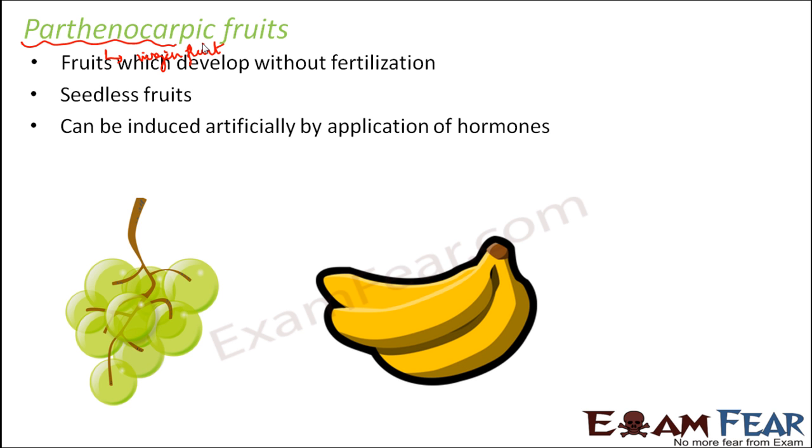Parthenocarpy can also be induced artificially by application of some hormones, typically the growth hormones. So if you apply those hormones, what will happen? The ovary will tend to grow and mature even before fertilization takes place. So basically, the fruit is nothing but the ripened ovary. So your ovary has to ripen. But under normal situations, the ovary ripens only after fertilization has occurred. But if we want the ovary to ripen even without fertilization, we can apply some hormones. So that is how artificially parthenocarpic fruits can be produced, and that is how seedless varieties of fruits are being produced these days. For example, even seedless watermelons.